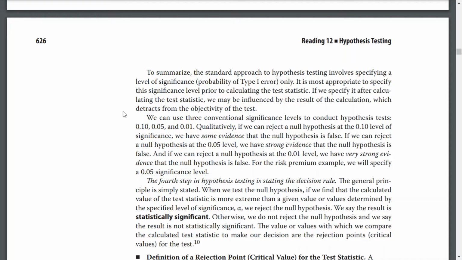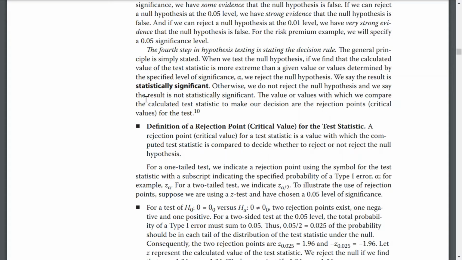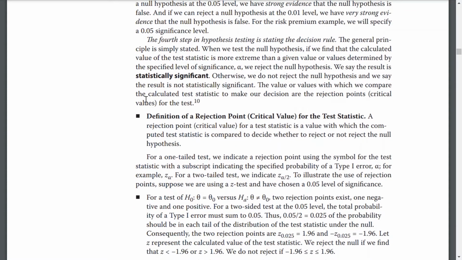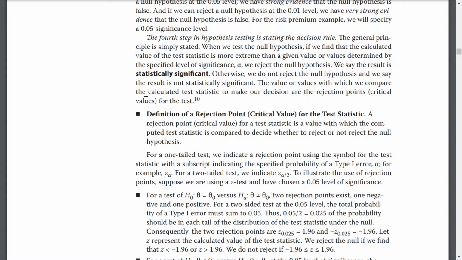The fourth step in hypothesis testing is stating the decision rule. The general principle is simply stated. When we test the null hypothesis, if we find that the calculated value of the test statistic is more extreme than a given value or values determined by the specified level of significance, we reject the null hypothesis and say the result is statistically significant. Otherwise, we do not reject the null hypothesis, and we say the result is not statistically significant.